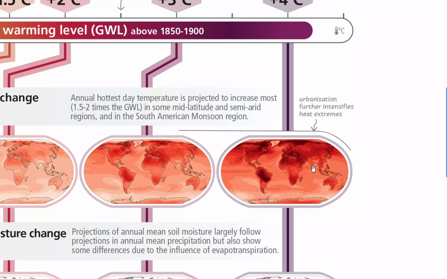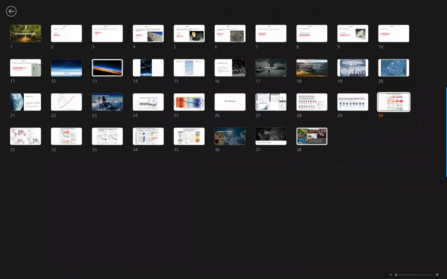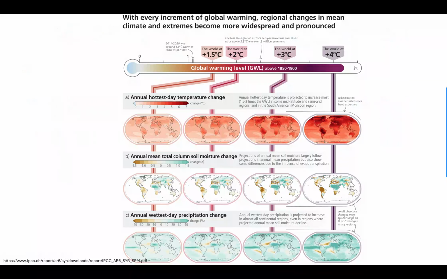Most of India gets warmer. And even if you look at these northern latitudes, the temperature is going to increase there much more drastically. Similarly, precipitation is also getting affected, and so on. The wettest day precipitation change.